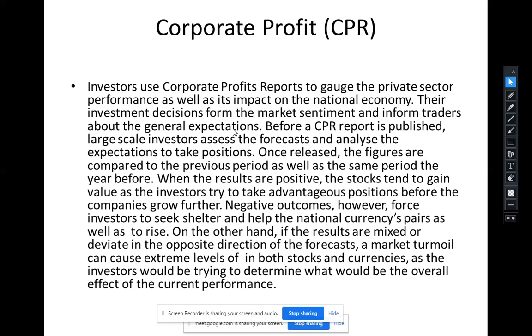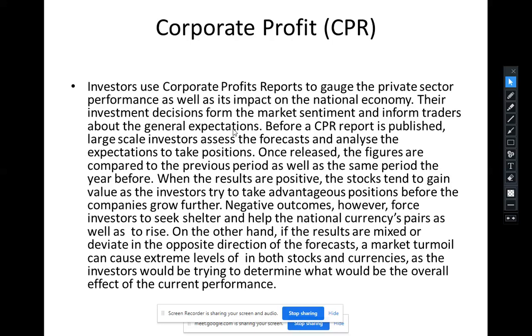Once released, the figures are compared to the previous period. That is why once the news is released, they will just compare everything together. Which one is positive, which one is negative, what happened to the actual, what happened to what we are expecting. So what will now happen? Once released, the figures are compared to the previous period as well as the same period the year before.